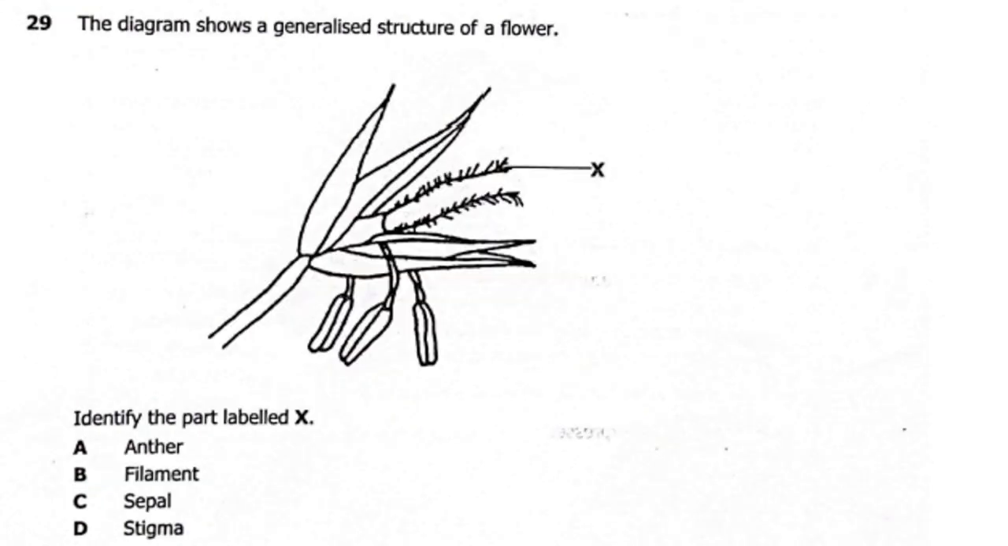Question 29. The diagram shows a generalized structure of a flower. Identify the part labeled X. A. Anther, B. Filament, C. Sepal, D. Stigma. The correct answer here is D. Wind-pollinated flowers have a feathery stigma.